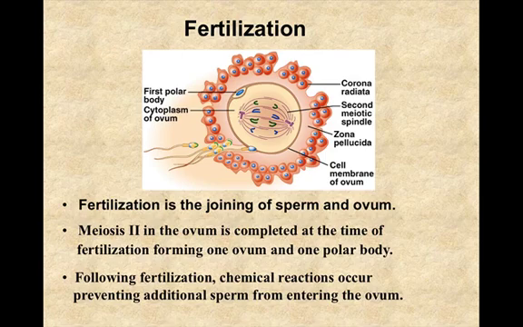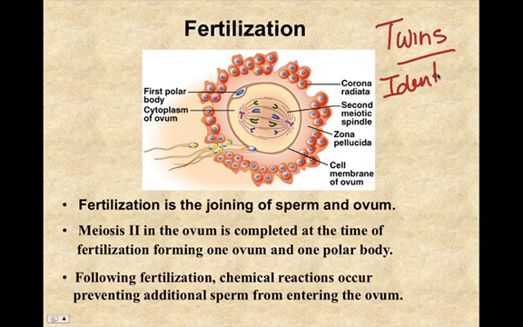So then you're probably thinking, well, how do twins occur? Twins are a little bit different. When it comes to twins, we have two types of twins. There are identical twins, and in identical twins, the egg has already been fertilized and then it splits.